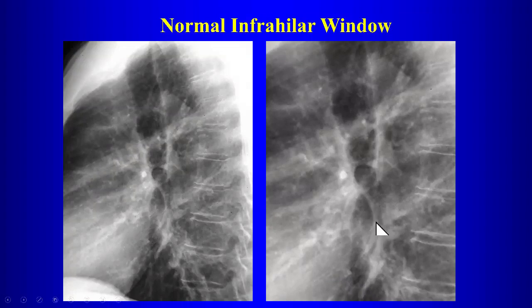This right here, what am I pointing to? The anterior wall of the left lower lobe bronchus. That is the anterior wall of the left lower lobe bronchus. Okay. Here's the left upper lobe bronchus, right? So then you have the left lower lobe bronchus.